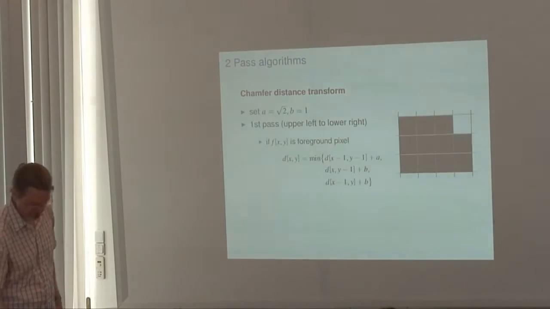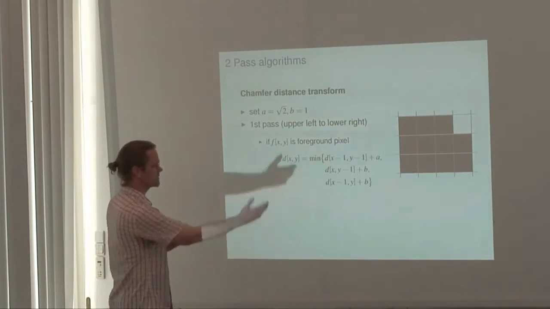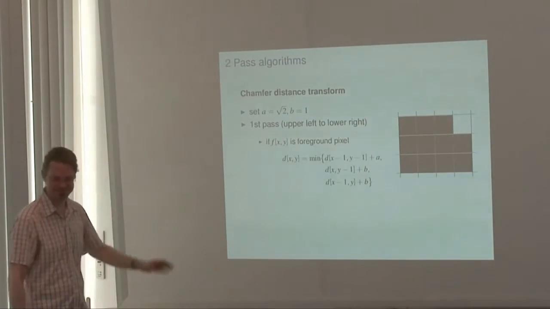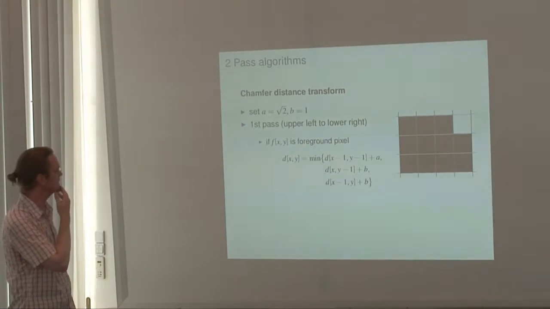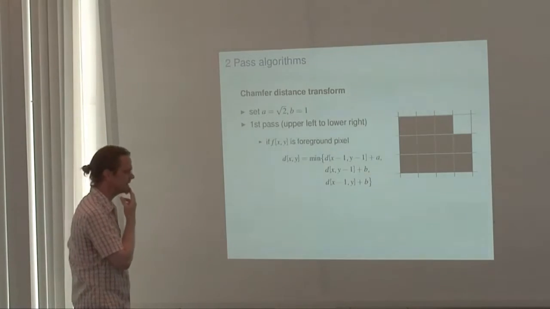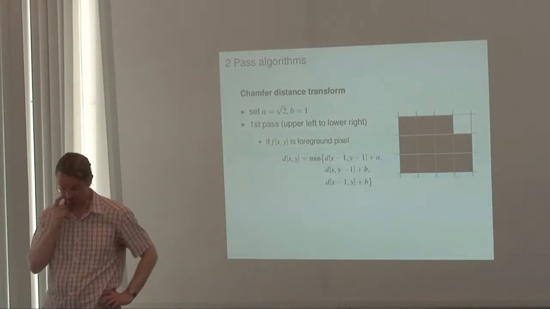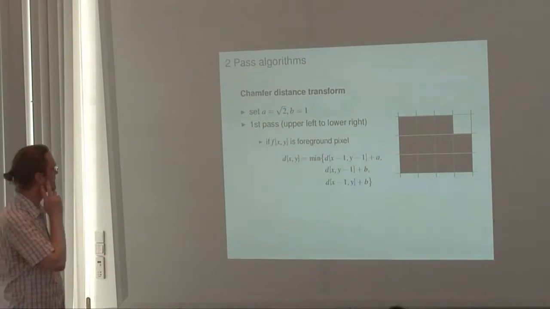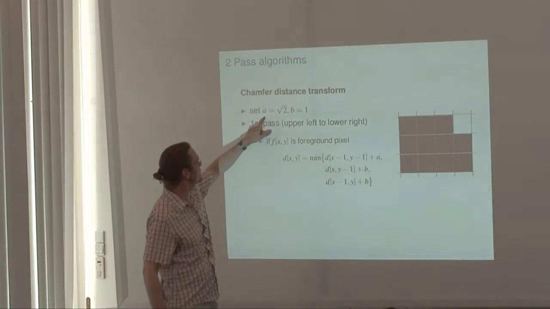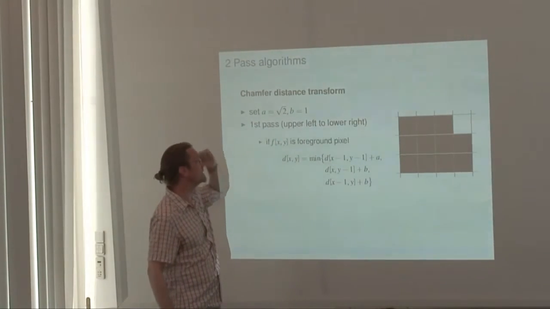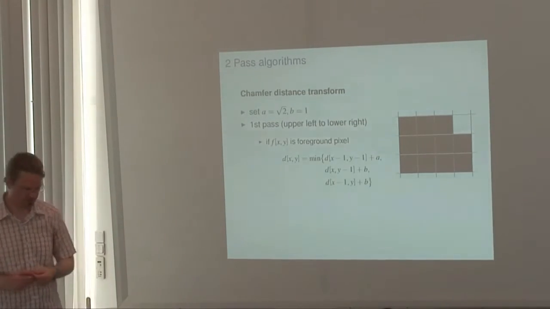So how is this done? I have brought you another binary image. This is really not an interesting binary image, but it's a binary image nevertheless. And again, we will approach this problem of computing the distance to the closest background pixel by a two-pass algorithm. And it involves two parameters, A and B, and A will be set to square root of 2, and B will be set to 1.